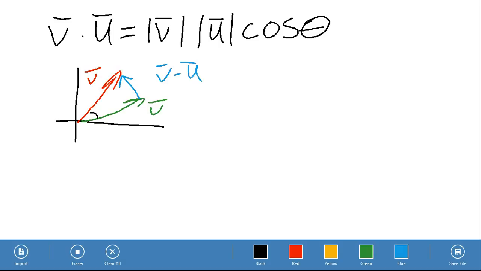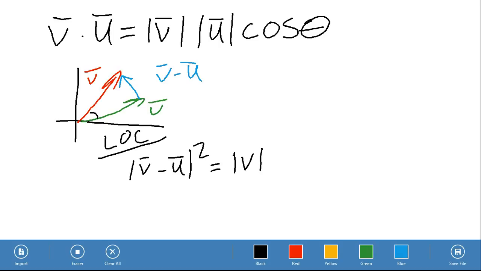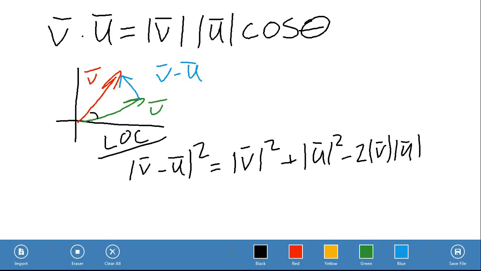Okay, so from the law of cosines, which is another thing that you can look up and not something that you generally need to have memorized, what it says is that the length of v minus u squared is equal to the length of v squared plus the length of u squared minus 2 times the length of v times the length of u times the cosine of theta in between them, times cos theta. Okay.